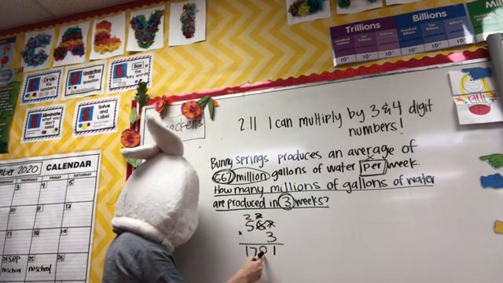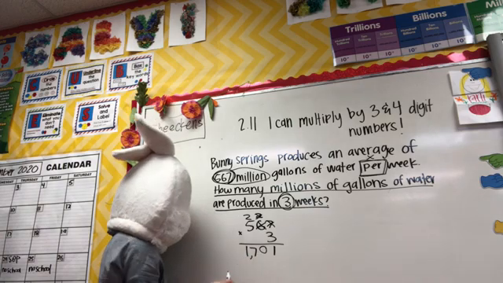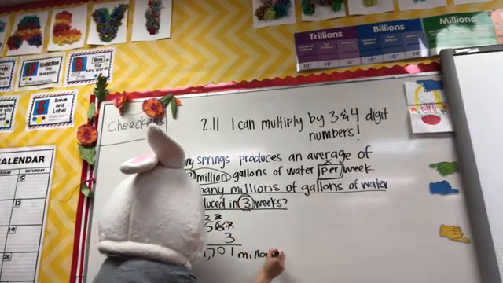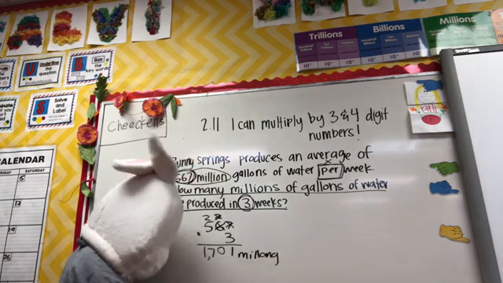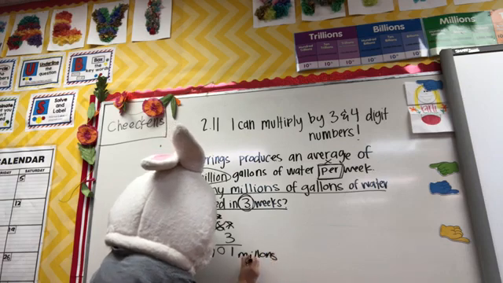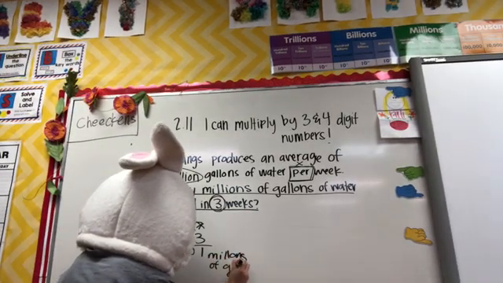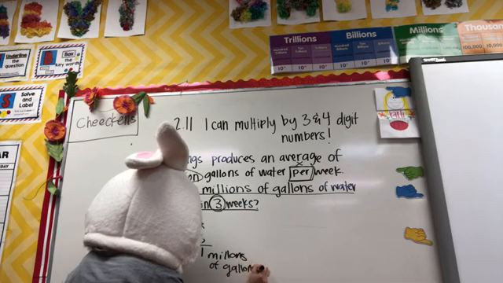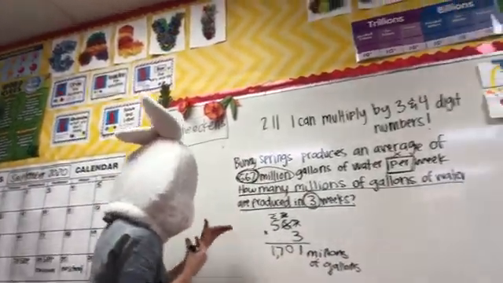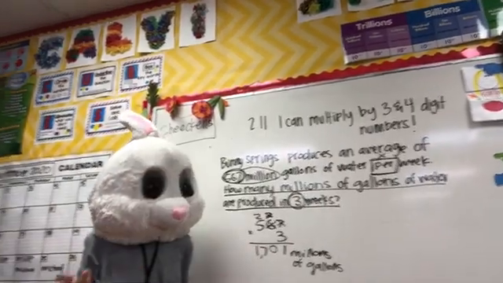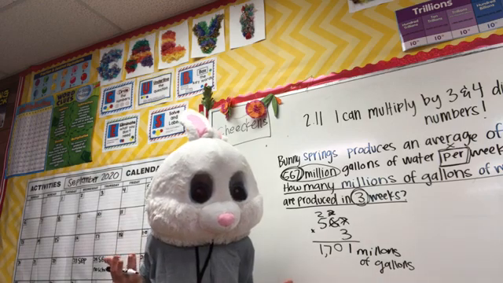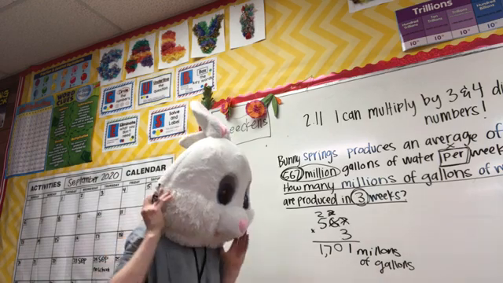I count over 1, 2, 3 digits. I put in my comma. And I know that it's millions. Oh, millions doesn't have a G, sorry. Sometimes bunnies can't spell really well. Of gallons. All right. So we just did the same thing we did yesterday, but we added a whole nother number. All right. Let's hop into some more problems.